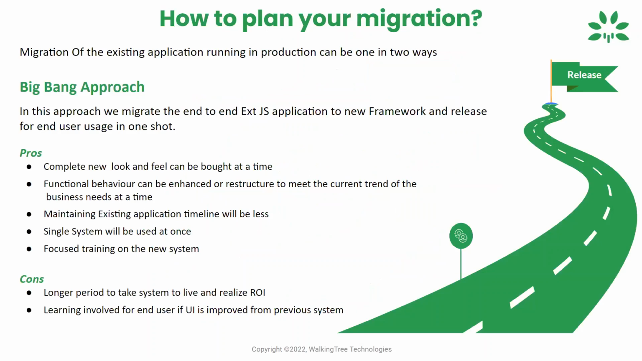So how do you plan your migration? For migration of an existing application running in production, we thought it can be done in two ways. One is the Big Bang approach, and the other is a coexistence phase. The Big Bang approach is basically nothing but you have an ExtJS application which is already running in production.